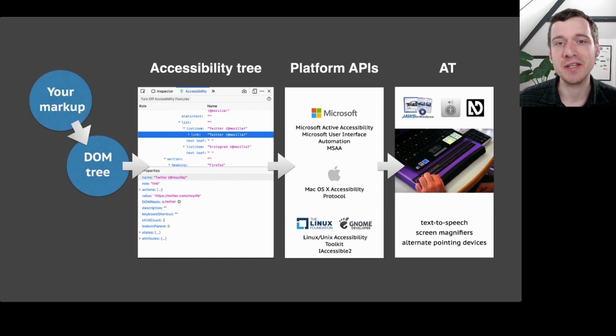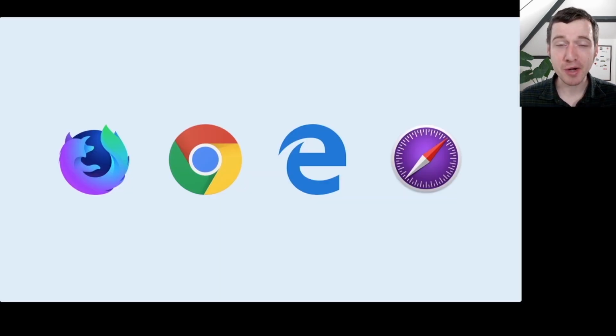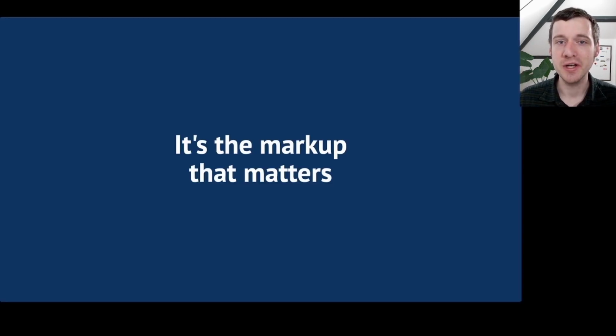Hence my statement, it is the markup that matters, because with our markup, we can directly influence what assistive technologies know about our web pages. Now, the accessibility tree can be found in all the big browsers. In all of these, you can inspect the accessibility tree and figure out what's going on in there. So it is the markup that matters.